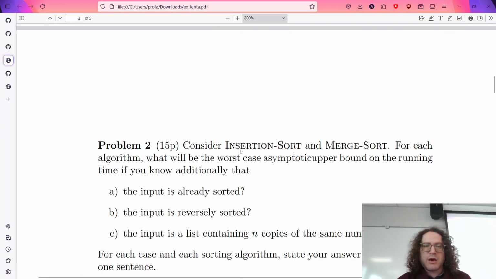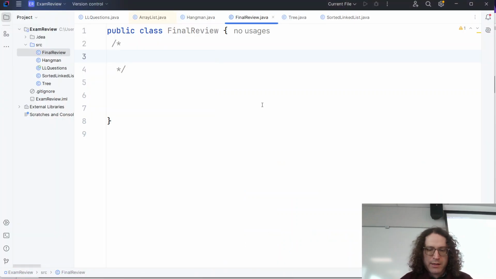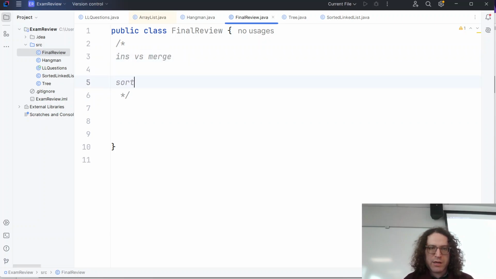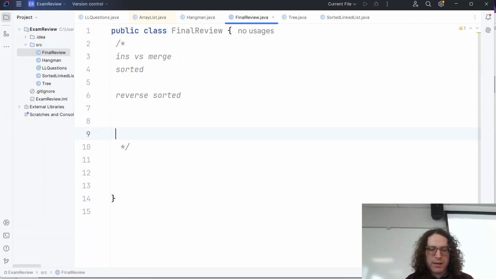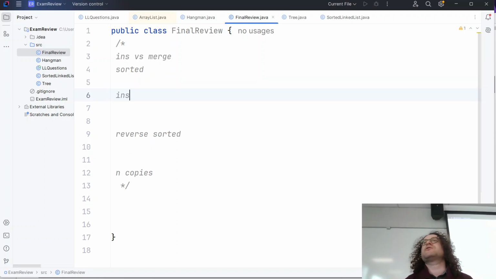I was in here. All right, so insertion sort versus merge sort. We're going to look at insertion sort versus merge sort in three cases: sorted, reverse sorted, and n copies. Let's go with insertion sort first. Insertion sort, what's the worst case? What is the asymptotic upper bound, the big O, if we know that it's already sorted?